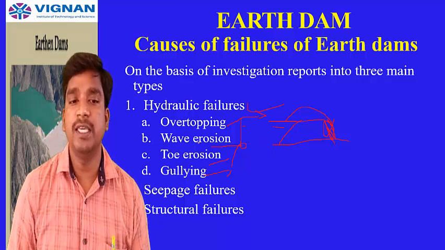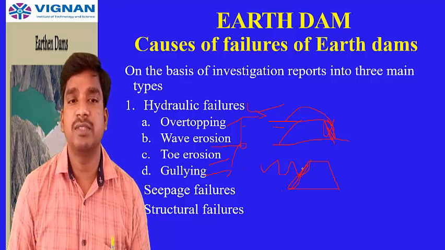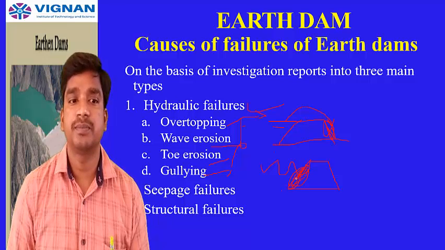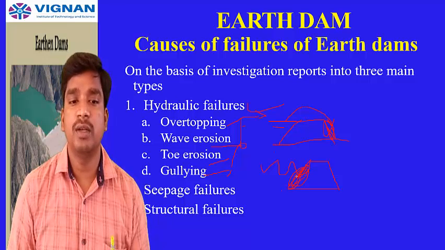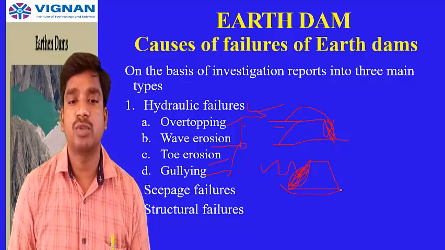Wave erosion is that whenever heavy waves come onto the surface, because of these heavy waves the upper portion, the upstream surface, may get eroded. Now coming to toe erosion, if the water is flowing through the foundation, slowly the soil at the toe may get eroded, which may lead to the failure of the dam.